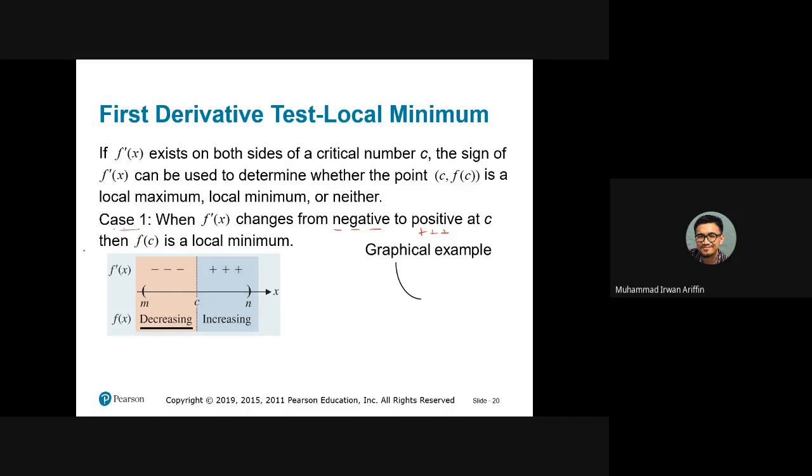Okay, so here when the derivative is negative, we know the graph is decreasing between this interval. Now C is the critical point that we have already found, and after C, it seems that the slope, or the derivative, is going up, so we have a local minimum. So this is our conclusion from case 1.